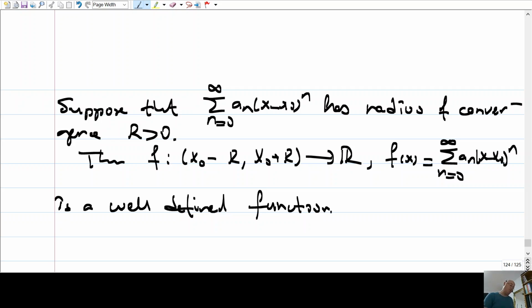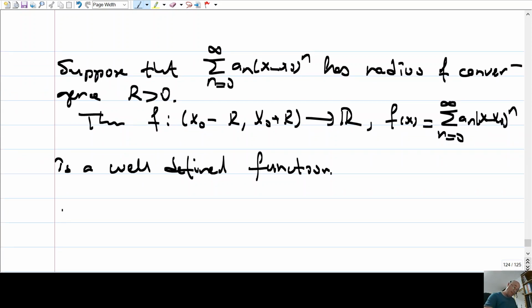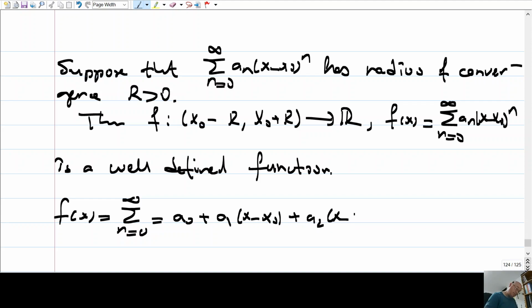Moreover, we know from calculus that we can compute derivatives and integral of this function term-wise. Namely, f is just this power series, right? So it is just a0, a1 times x minus x0, a2 times x minus x0 squared, and so on, an times x minus x0 to the power n, and so on.